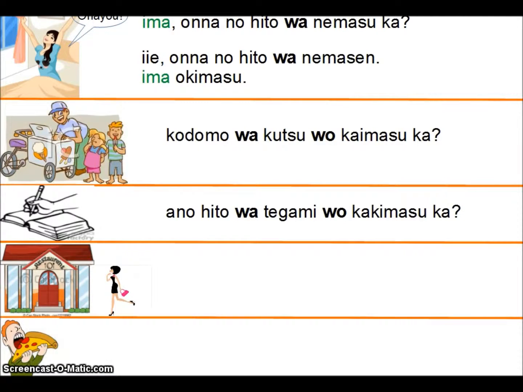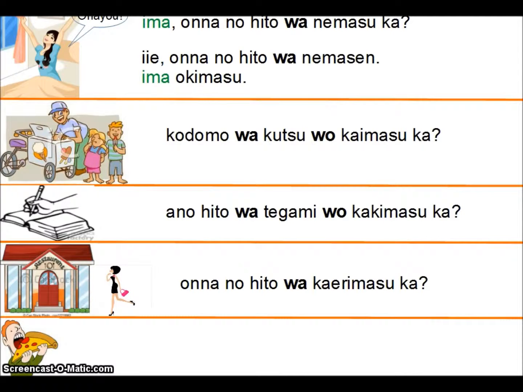The next example, あの人は手紙を書きますか? So a sample answer would be いいえ、あの人は手紙を書きません. 本を書きます. Let's look at this next example. 女の人は帰りますか? This one's a little bit different than the previous two.